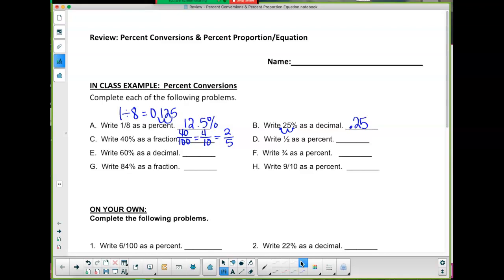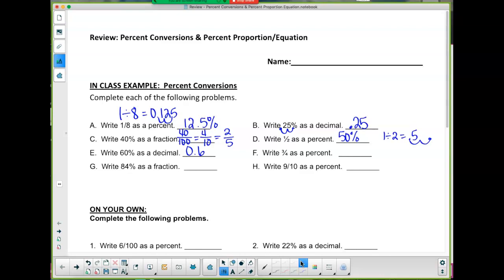Okay, letter D, what's 1/2 as a percent? If you don't know it, you can use your calculator. Go ahead, Caleb. You can do 1 divided by 2, which is 0.5. What's 0.5 as a percent? Move your decimal back to 50%. Okay. What's 60% as a decimal? 0.6 is what Savannah said. She is correct. Move your decimal back 2.